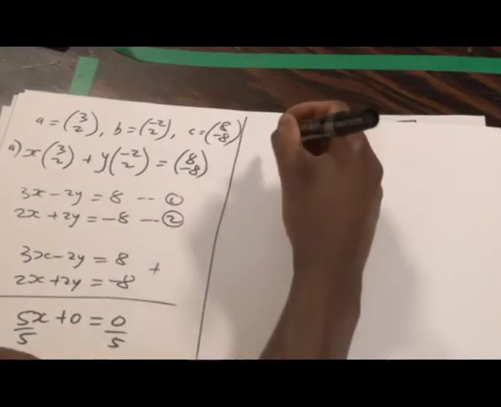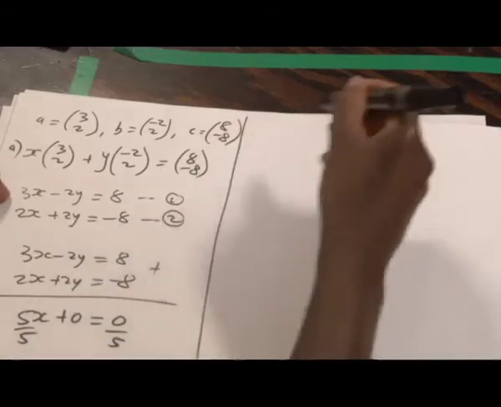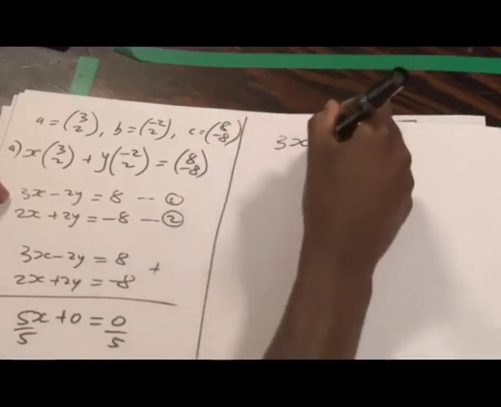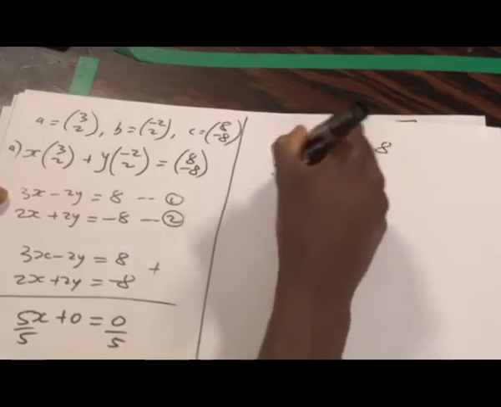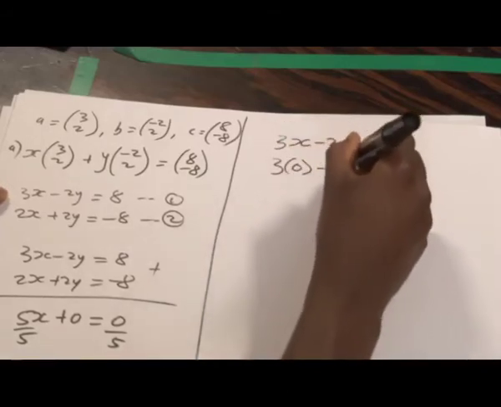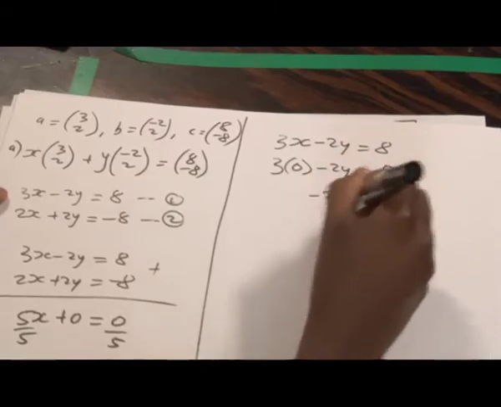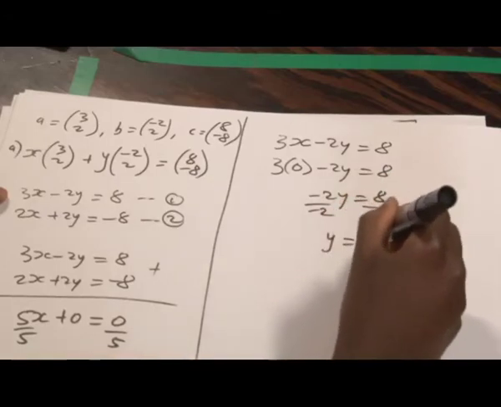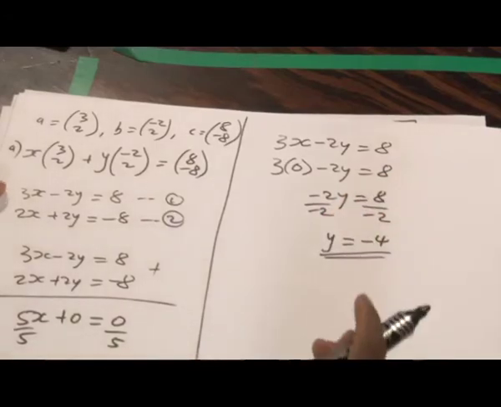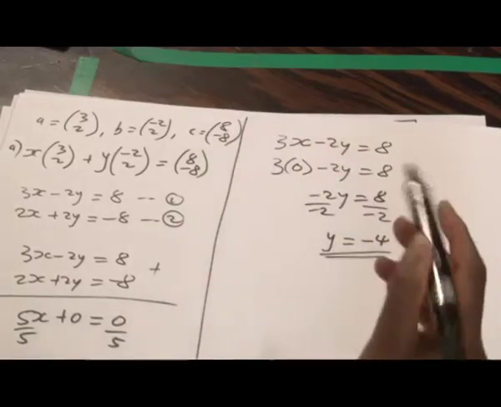Since you know what x is, you can now find what y is. Just take any equation. Let's take the first equation. So it's 3x minus 2y is equal to 8. 3 times 0 minus 2y is equal to 8. We have negative 2y is equal to 8. Divide by negative 2, divide by negative 2, y is equal to negative 4. That's how we got on the screen that x is equal to 0 and y is equal to negative 4.